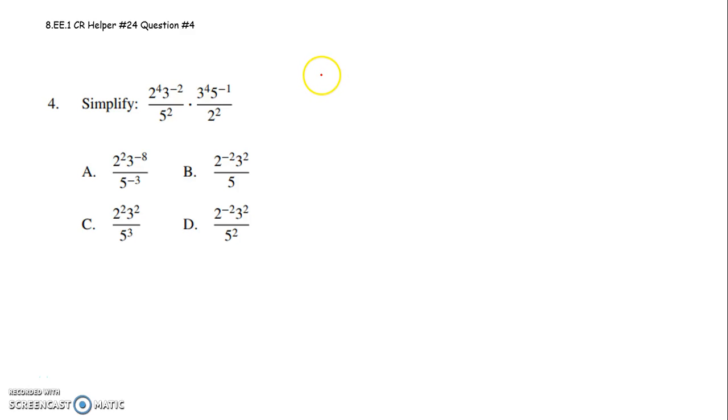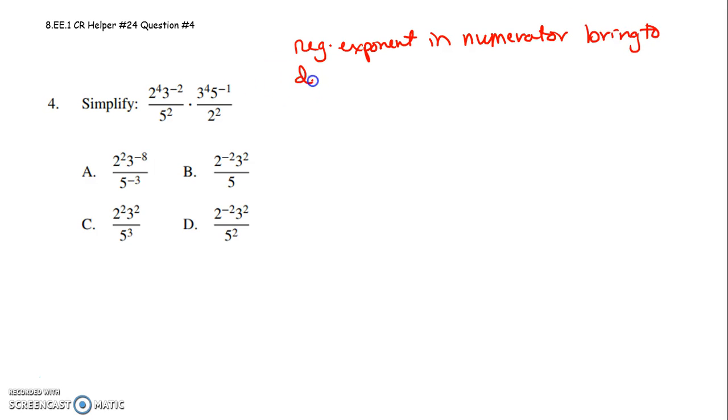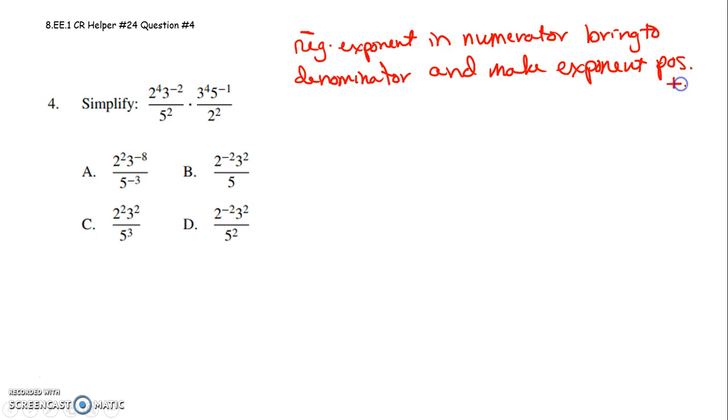Eighth graders, this is to help you with question 4 on CR 24. All right, if I need to simplify this expression, here's something you have to keep in mind. If you have a negative exponent in the numerator, bring it to the denominator and make it positive. So if it's a negative exponent in the numerator, you bring it to the denominator and make it positive.